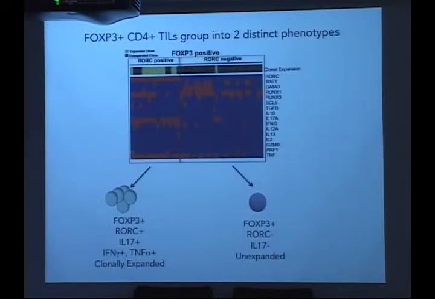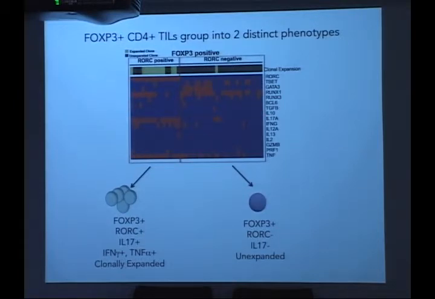And one striking thing we learned when we looked at FOXP3 positive cells is that they cluster into two distinct phenotypes. So it's a heterogeneous population. One population co-expresses ROR gamma T, and one population does not. And there are a few striking differences between these two populations. Not surprisingly, the RORC positive cells, just about all of them, express IL-17, whereas among the RORC negative cells, almost none express IL-17.